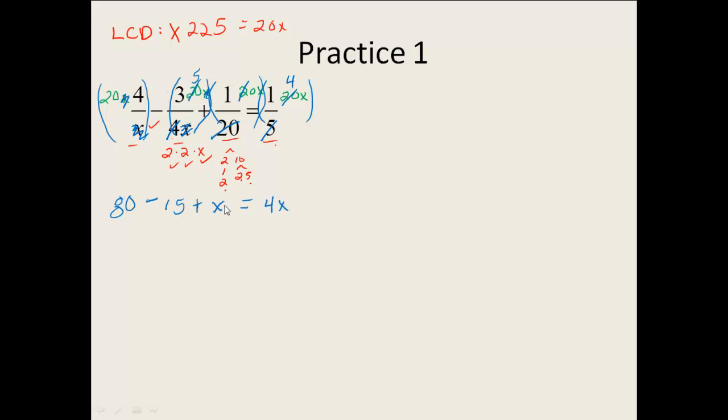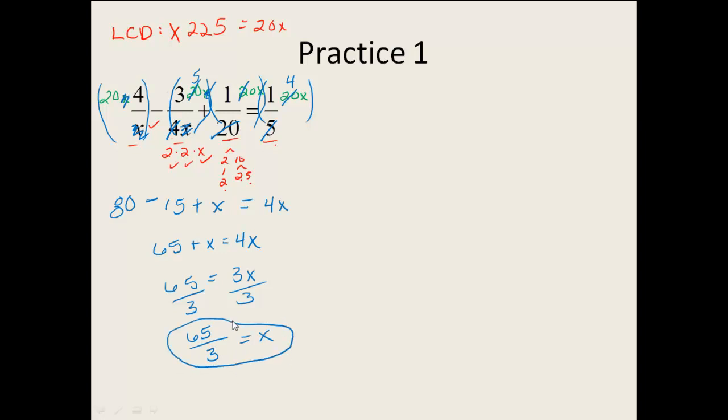Now I have a problem that has no denominators. I can simplify this, and then I can solve it. So I'm going to combine all my like terms. 80 minus 15 is 65. Going to subtract the x over. And then I'm going to divide both sides by 3. And I'm going to go ahead and just leave my answer as a fraction. It doesn't reduce, so I'm just going to leave it as 65/3.